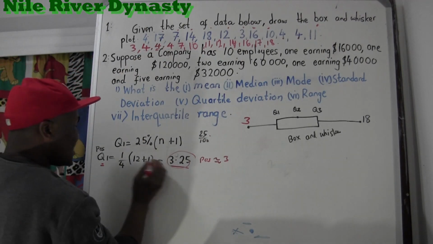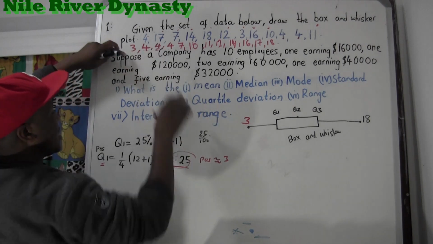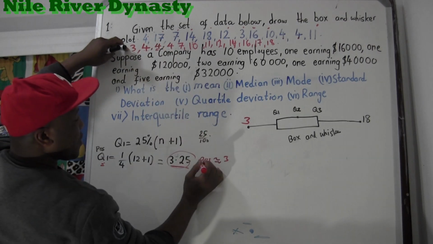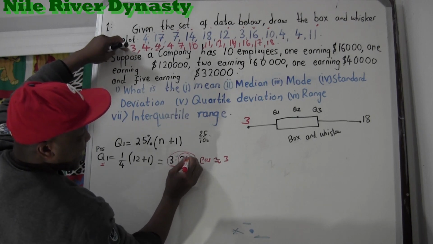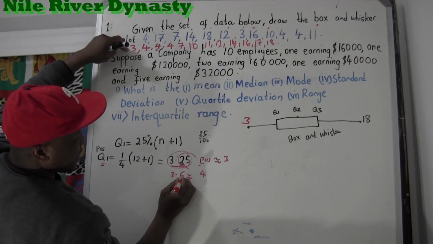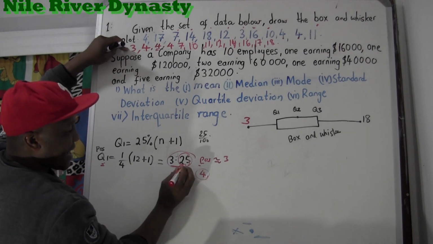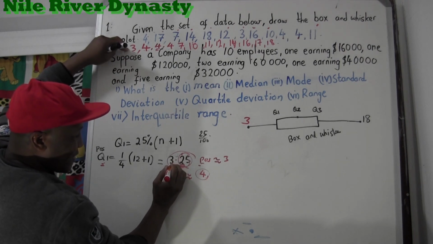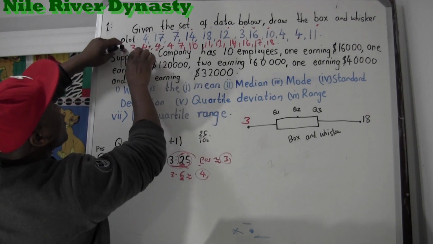Because you say 3, this is the position of the quartile. 3.25 means come here and read position 1, 2, 3. If you approximate, this is like 3, because the decimal here is not more than 5. If it's 3.6, then it's going to approximate to 4 because it's more than a half. But 3.25 is less than a half. That's the trick. So 3.